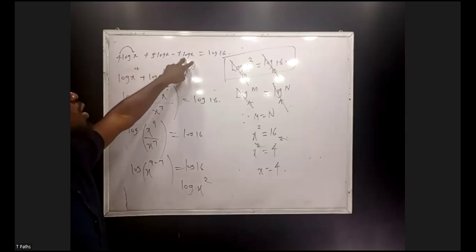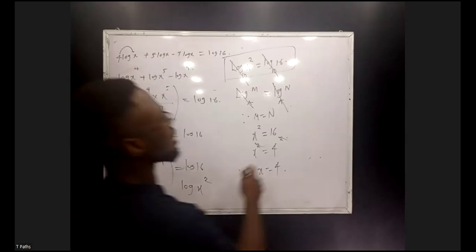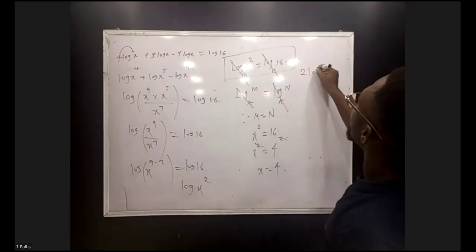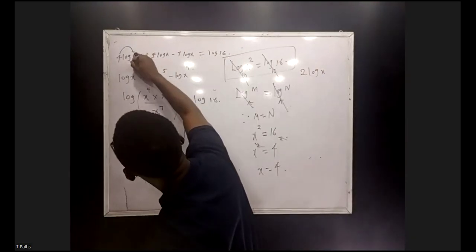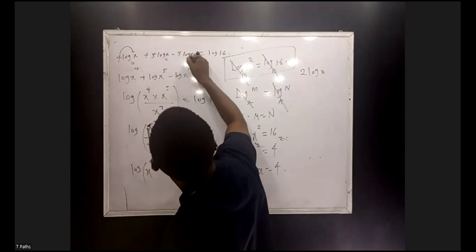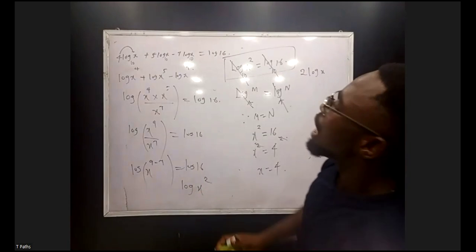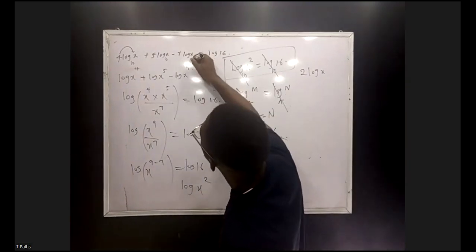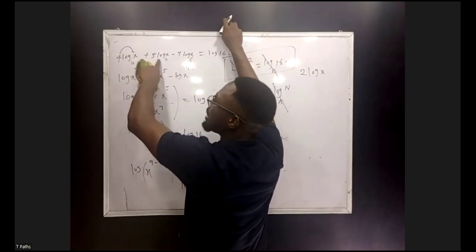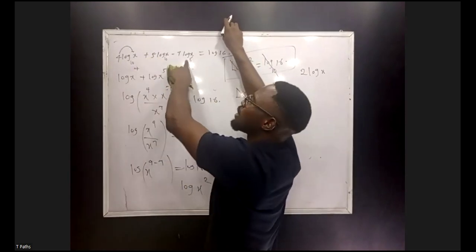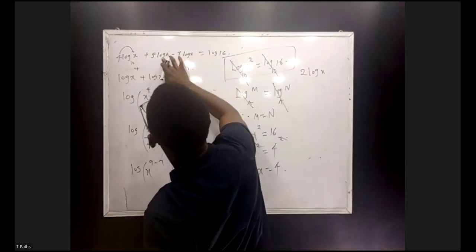9 log x minus 2 minus 7 log x. What is 9 minus 7? 2. So you can just say this is what? 2 log x. The only reason we can do this is because all of these things are in the same base. Am I making sense? If this had been log 5, you cannot add this one. You can only add this and this together. You cannot add this one to it because the base is what? Different.